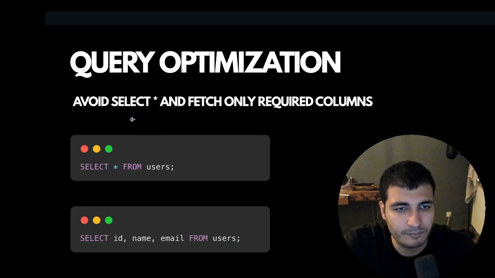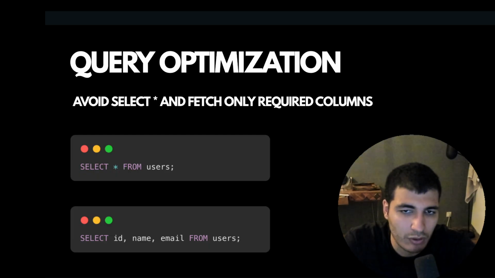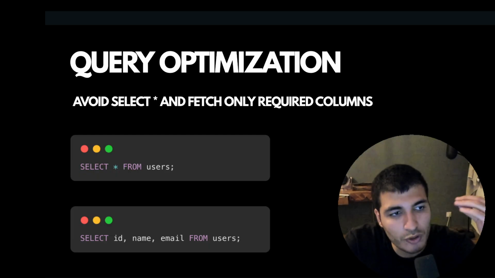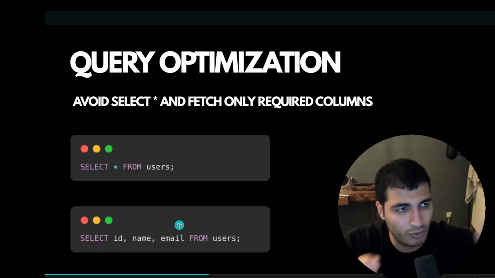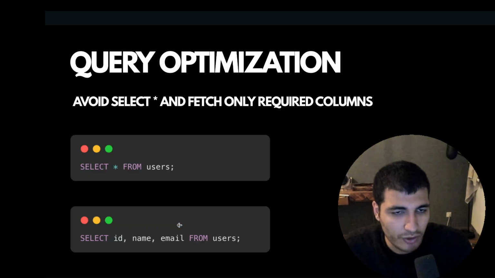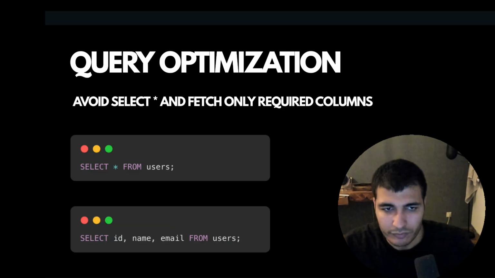One of the examples for that is that you need to avoid SELECT star. Instead of fetching all columns from a table, only select the columns you actually need. For example, here, select ID, name, and email. You need only these things.